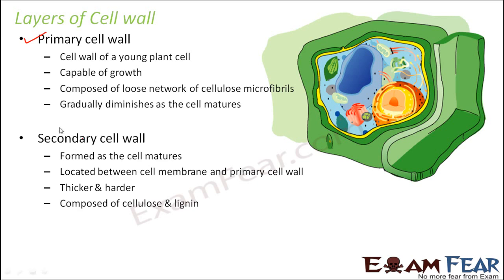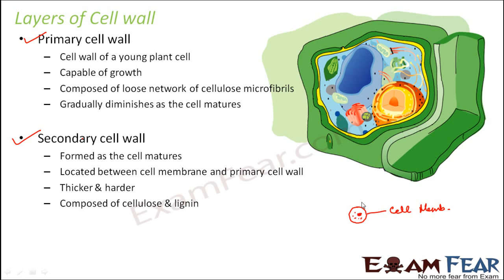It is formed as the cell matures. As I said, it is located between the cell membrane and the primary cell wall. So if you look at the cross section of a cell, let us suppose this is your cell. Just the immediate boundary of the cell is nothing but the cell membrane. So this is your cell membrane. Inside you have the entire cell, you have nucleus, you have everything. So this is your cell. This is your cell membrane.